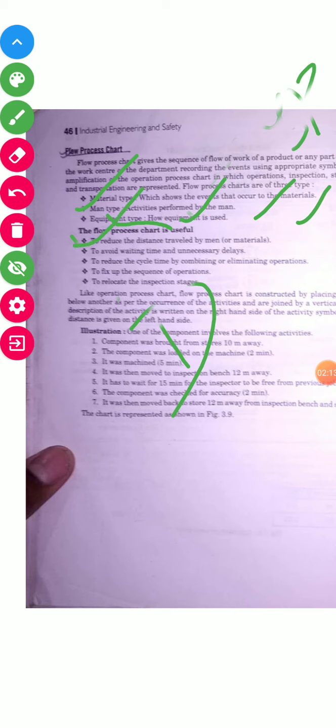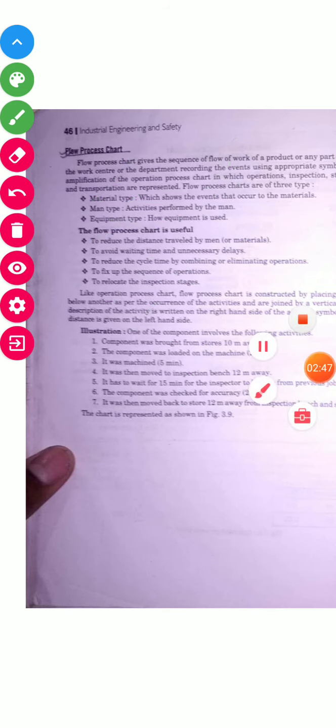Now the flow process chart is useful to reduce the distance traveled by the man or a material, to avoid waiting time and unnecessary delays, to reduce the cycle time by combining or eliminating unnecessary operations, to fix up the sequence of operations, and to relocate the inspection and storage. So with the help of these flow process charts we can get benefits like this.